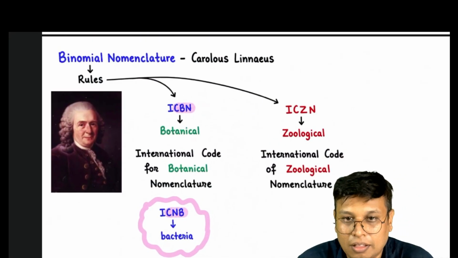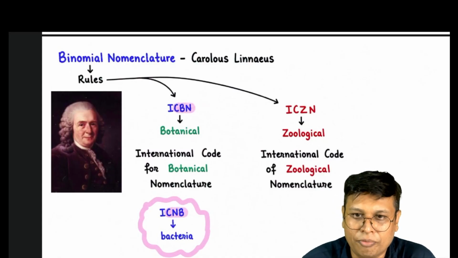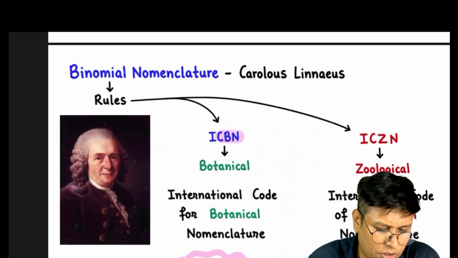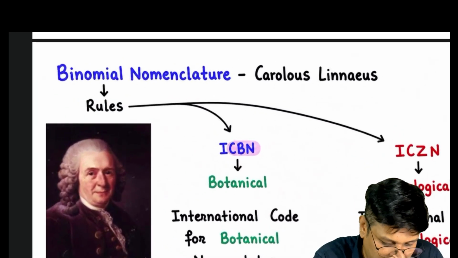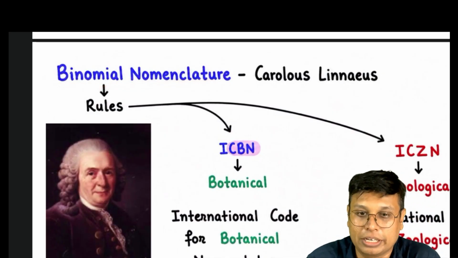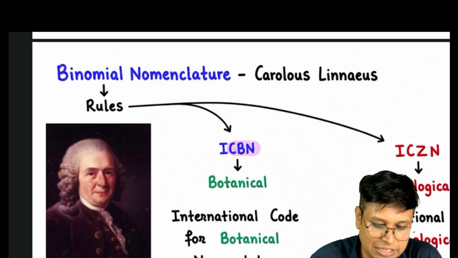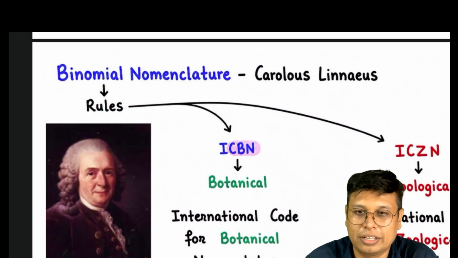Next, going back to the nomenclature, that is the naming system. Various naming systems were developed. One of the famous naming systems is binomial nomenclature. This binomial nomenclature was given by Carlos Linnaeus, who was a Dutch scientist.